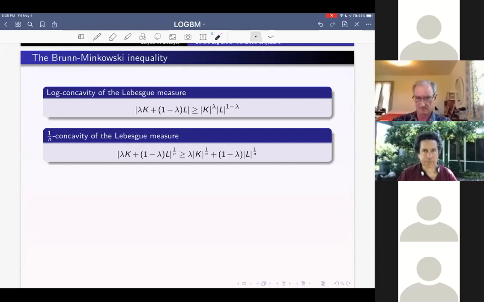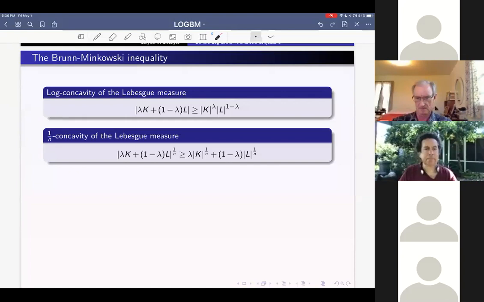And a stronger inequality holds, moreover, that tells us the volume is not just log concave, but 1 over n concave. I can estimate the average of any sets K and L, well, measurable, from below by the nth power of this quantity. So the first statement is always weaker than the second statement, because just by Hölder's inequality, the geometric average is always smaller than some power p average.